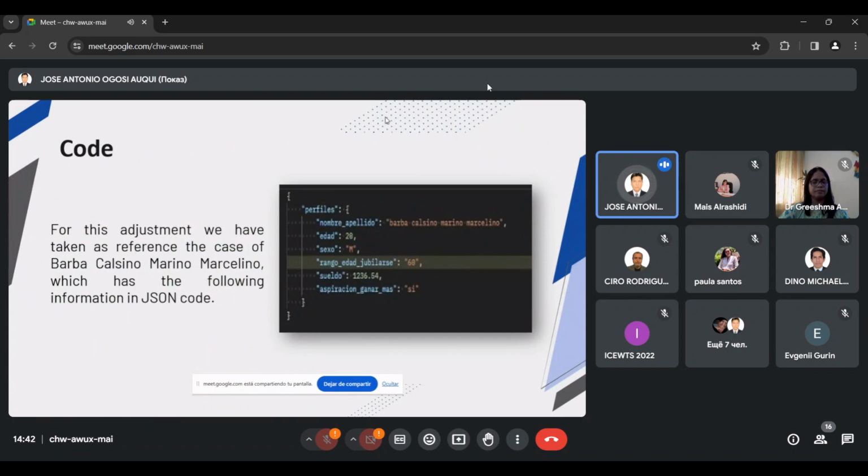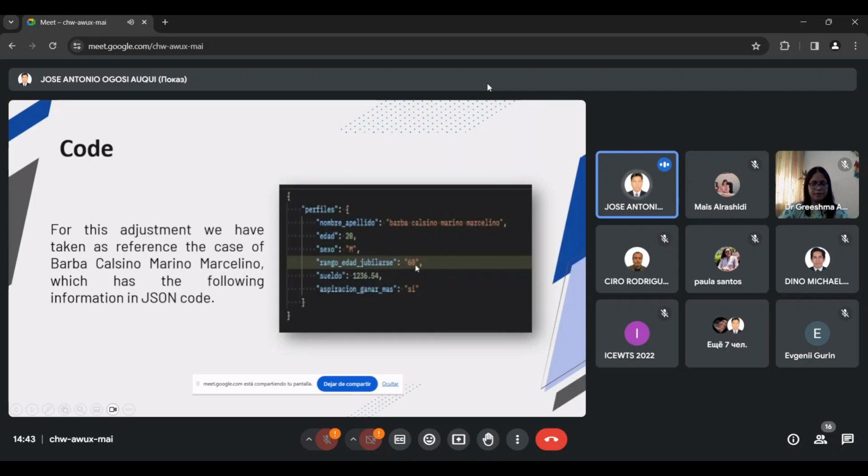Well, this is the code, basically how we can validate the code. For example, in this simple code, we have a profile with name and last name, "nombre y apellido" in Spanish. In this case, for example, Barba Calcino Marino Marcelino, and edad 20 and sexo masculino: age 20, and sex male. And this is a range.